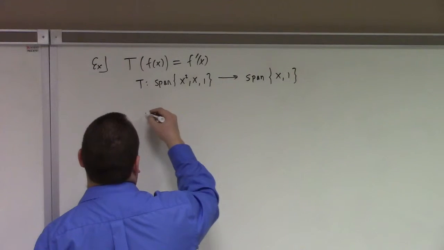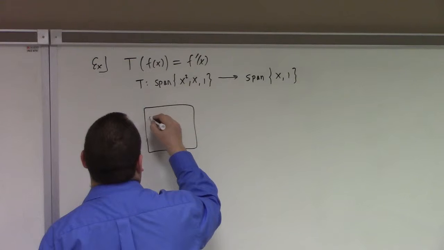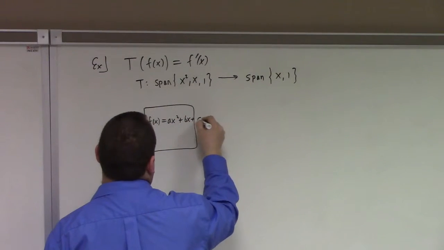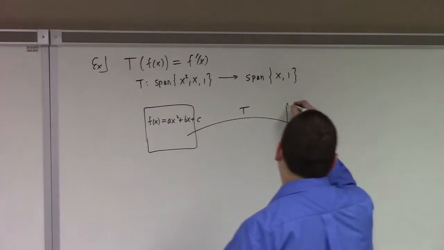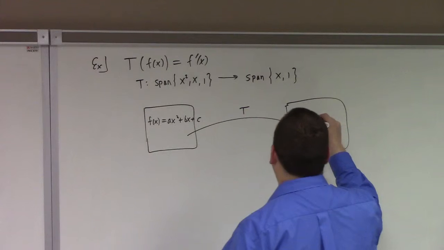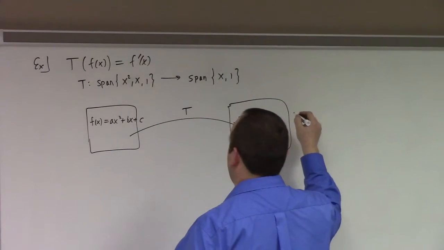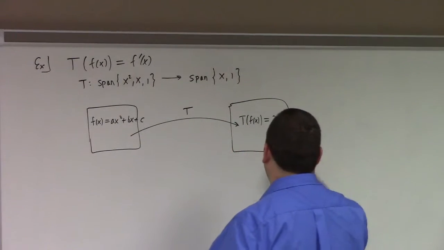So here it goes. My typical strategy. I look at f of x equal to ax squared plus bx plus c, right? I let T do its thing. That gets me over to what? T of f of x, which is what? 2ax, right? Plus b.